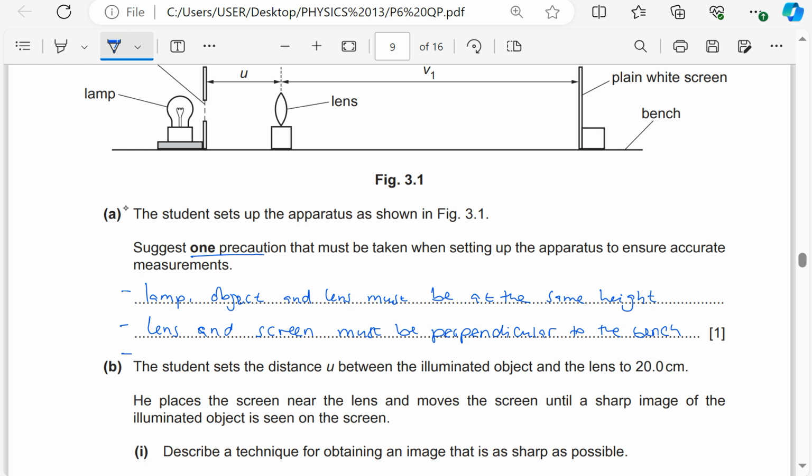Alternatively, because you want to measure the length using a ruler, you could fix the meter rule to the bench. Instead of holding it in your hands, which causes parallax error, you would fix the meter rule to the bench to avoid parallax error.